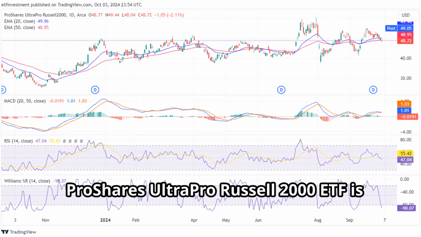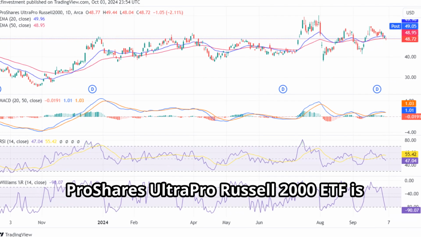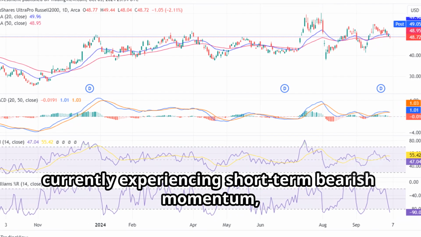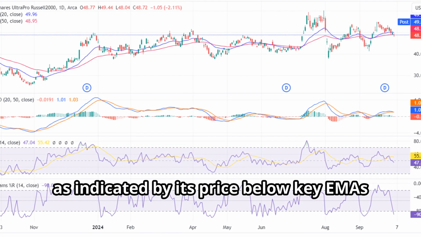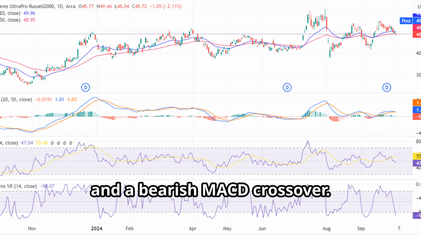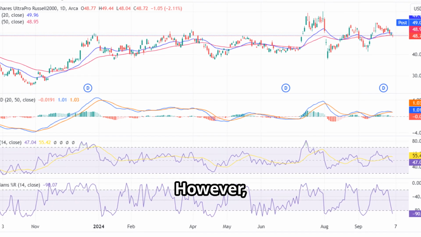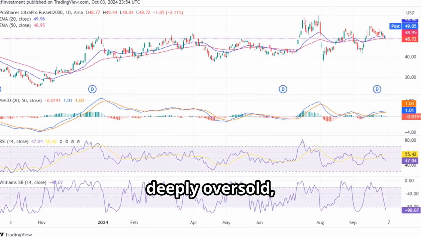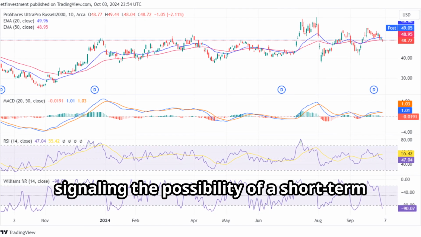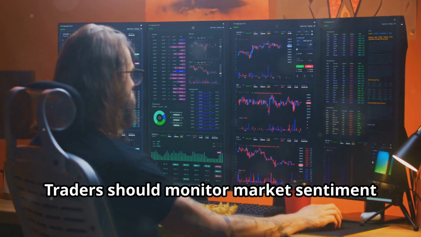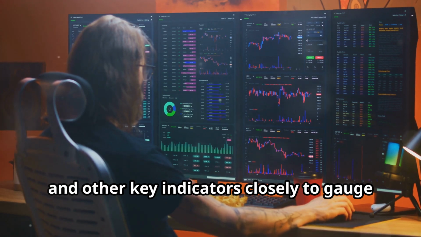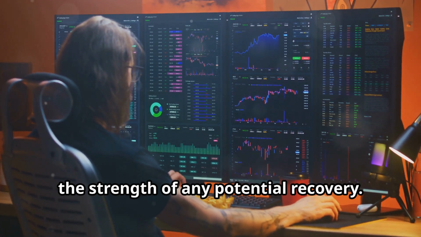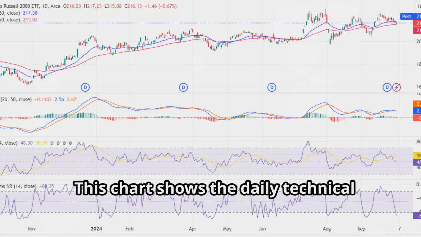ProShares Ultra Pro Russell 2000 ETF is currently experiencing short-term bearish momentum, as indicated by its price below key EMAs and a bearish MACD crossover. However, the Williams %R shows that the ETF is deeply oversold, signaling the possibility of a short-term bounce or reversal. Traders should monitor market sentiment and other key indicators closely to gauge the strength of any potential recovery.